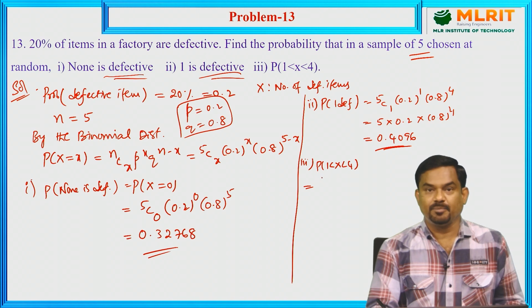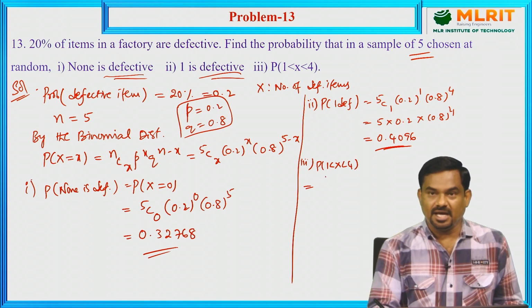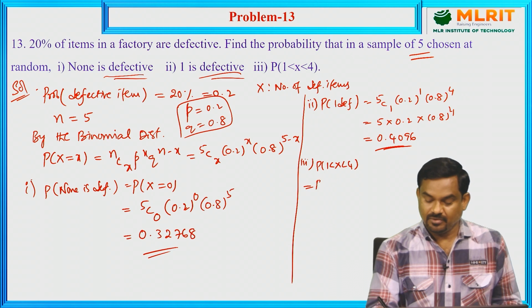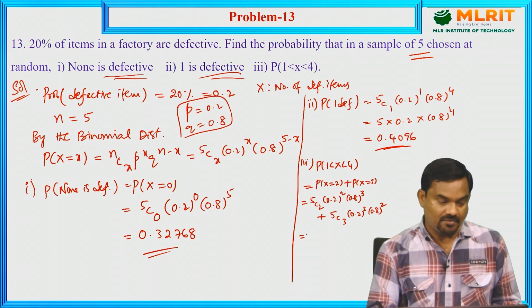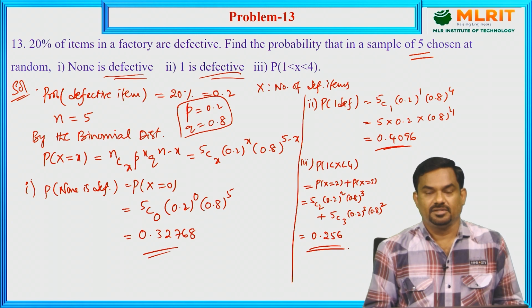And the third, 1 less than x less than 4. Since it is a discrete probability distribution, strictly less than is different from less than or equal to. So here strictly less than is given, so we need to consider only the values between 1 and 4. So x equal to 2 plus x equal to 3. That means 5C2 0.2 power 2, 0.8 power 3 plus 5C3 0.2 power 3, 0.8 power 2. After calculating these two values, we get the probability as 0.256.